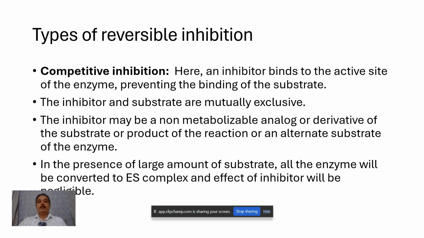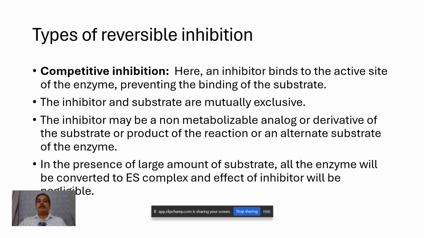Types of reversible inhibition. So coming to the different types of reversible inhibition, it is classified into three types. First one is competitive inhibition. Here, the inhibitor binds to the active site of the enzyme, preventing the binding of the substrate. The inhibitor and the substrate are mutually exclusive. Mutually exclusive meaning either the inhibitor will be binding or the substrate will be binding. Both of them cannot bind simultaneously with the active site of the enzyme.